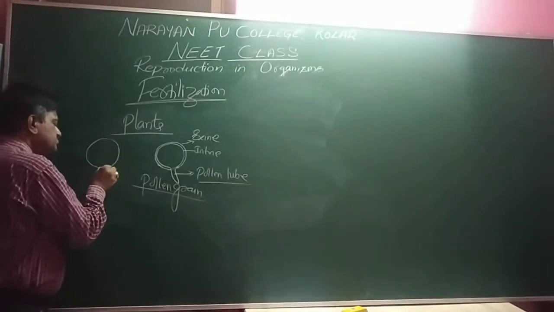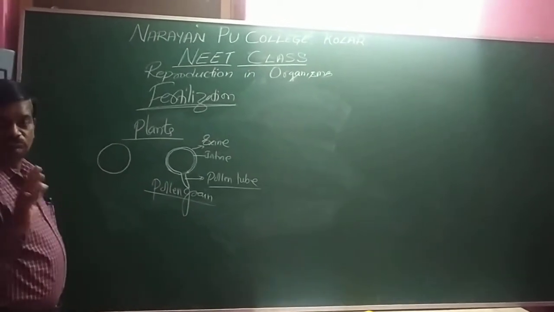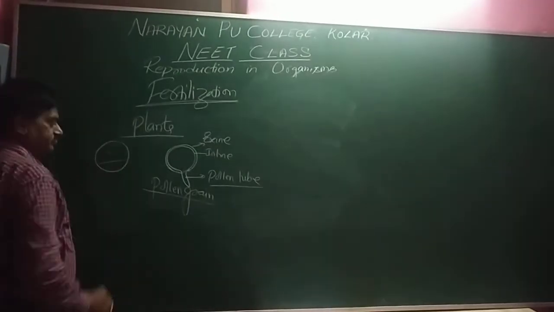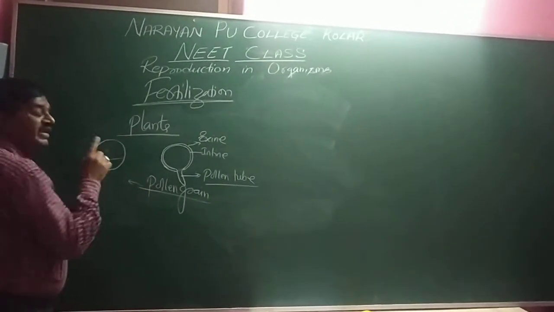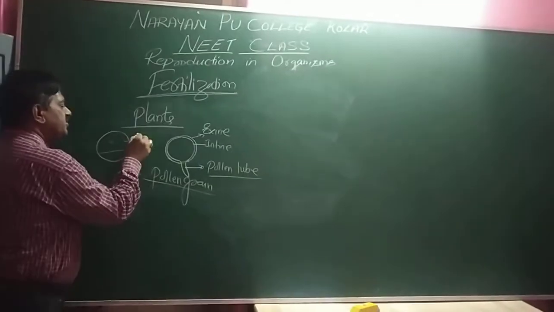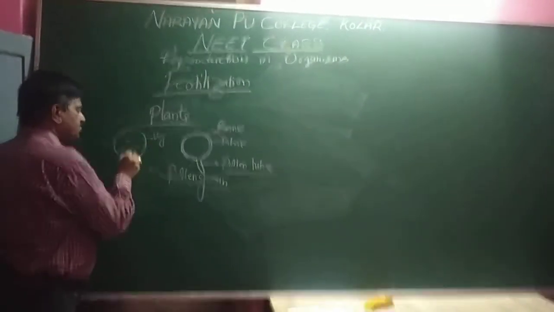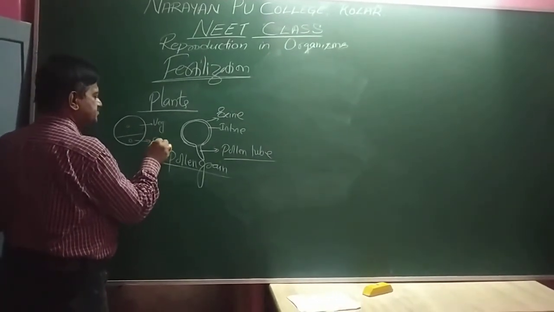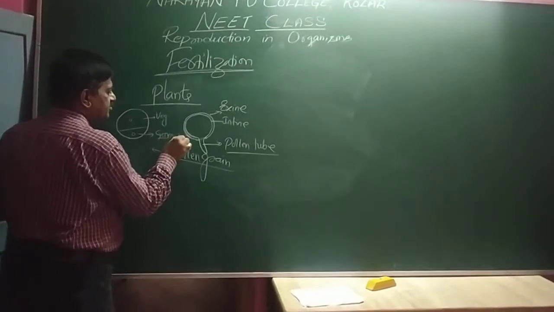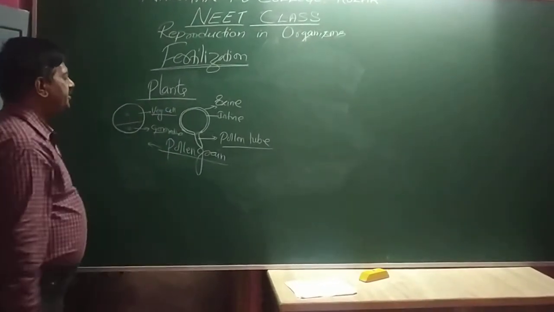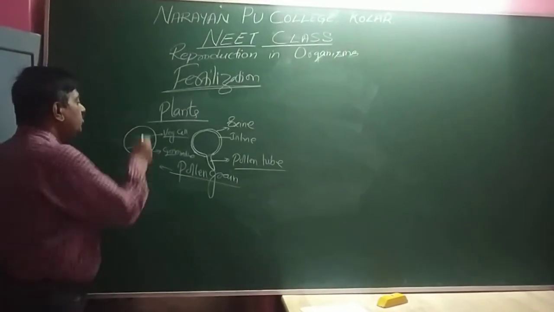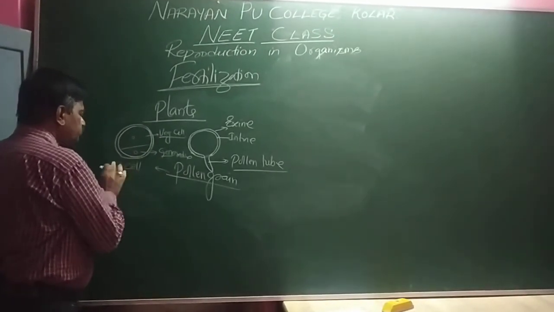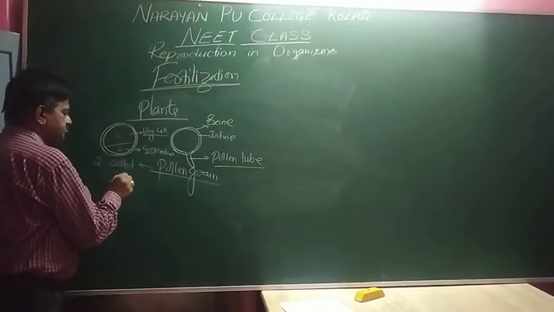These pollen grains are shed or thrown at 2-cell stage or 3-cell stage. At the 2-cell stage, the pollen grain has a bigger cell, and this bigger cell is called the vegetative cell. The smaller cell is always called the generative cell. So the pollen grain is thrown at the two cell stage.